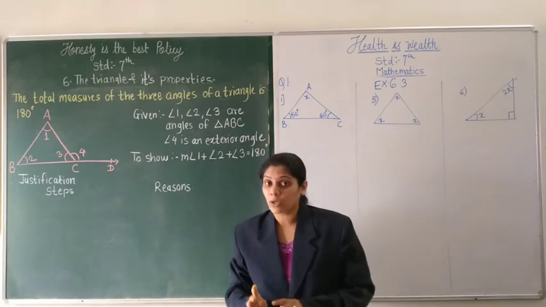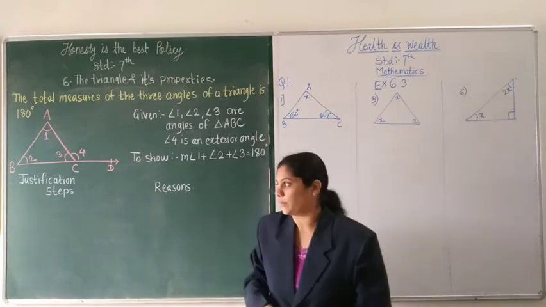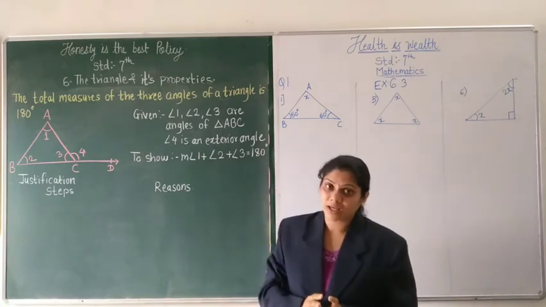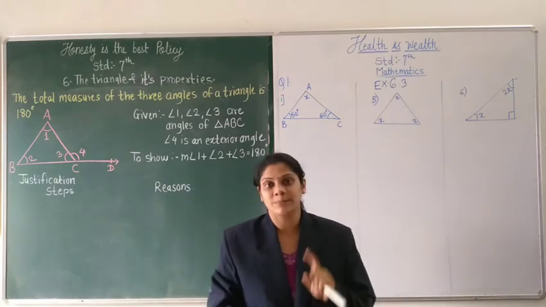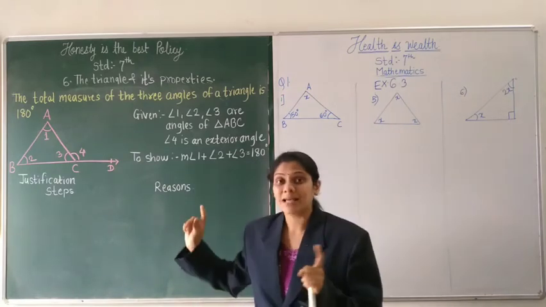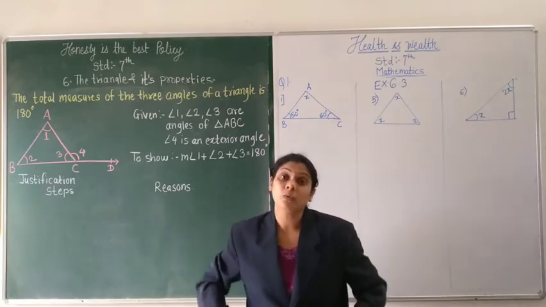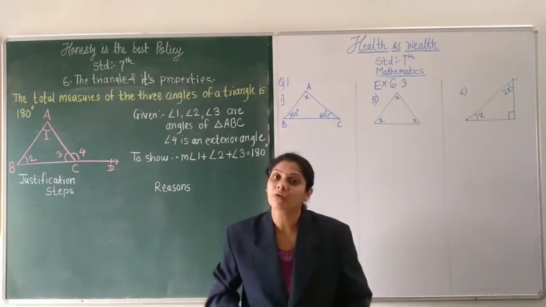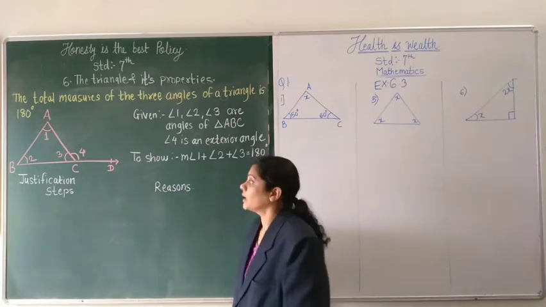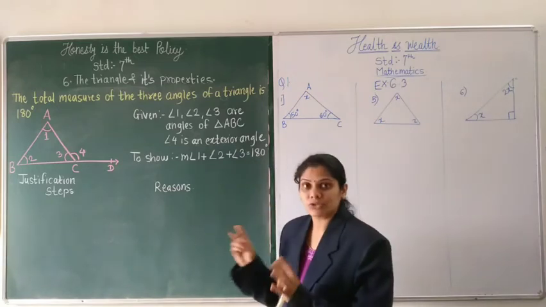Now we are going to prove this statement. While giving a justification, we have to make two columns: one for statement and the second for reason. So we will start how to give a justification, or how we can write the proof. Now look at here, what do we know about the triangle?